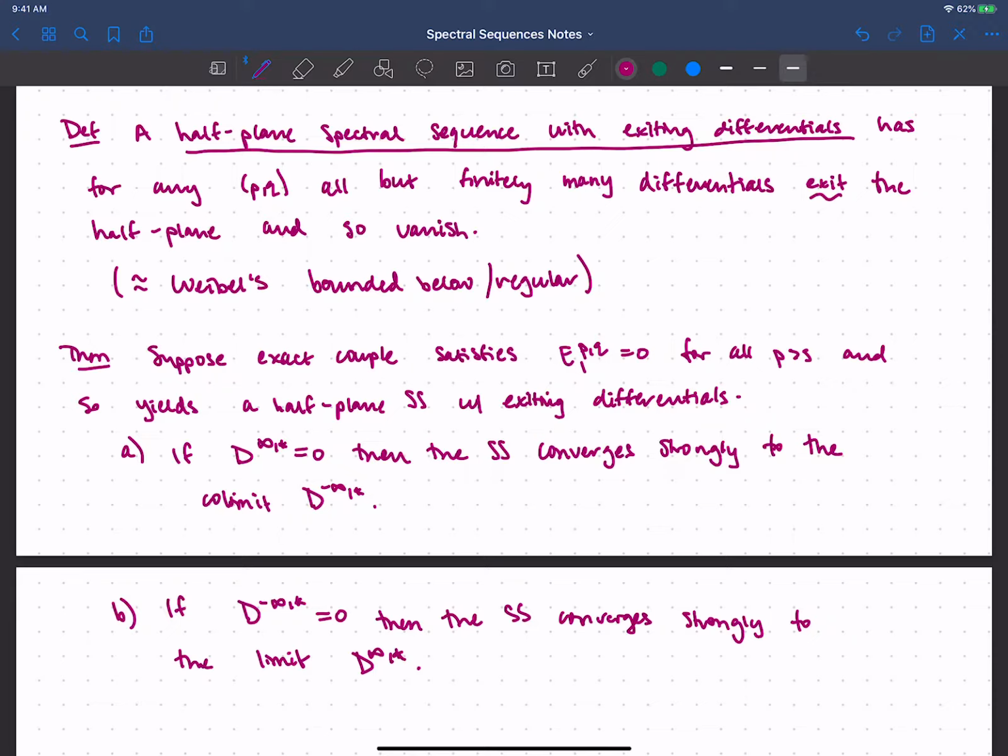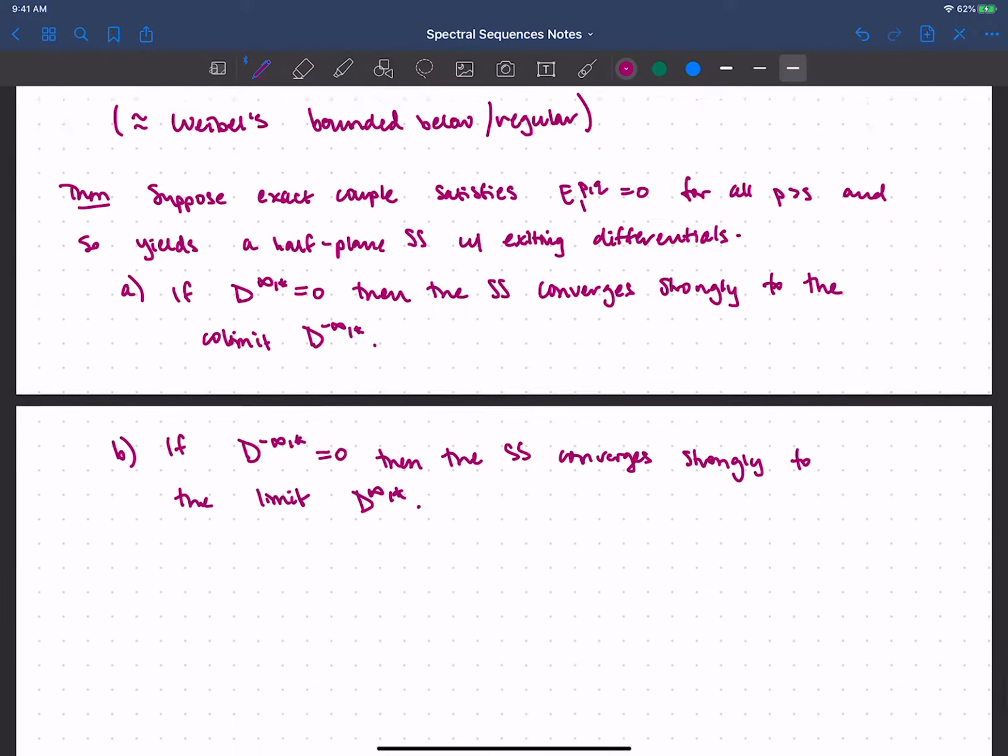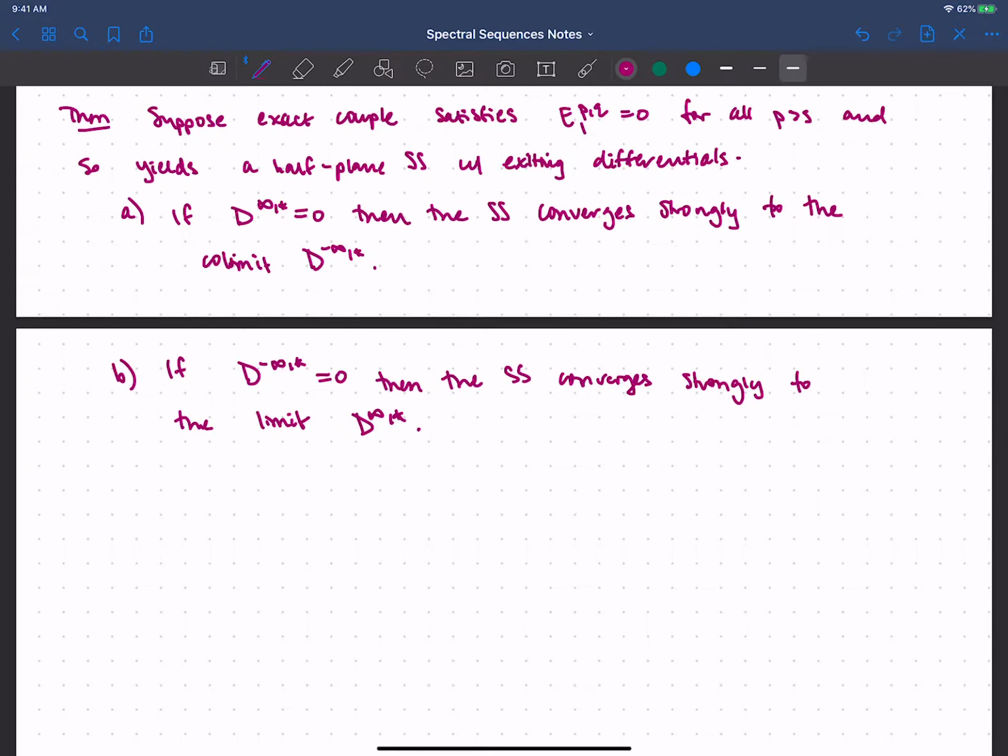So for a half-plane spectral sequence with exiting differentials, then things are pretty nice. We get these two converges strongly statements. Okay, when we have a half-plane spectral sequence with entering differentials, which you can imagine is defined quite similarly, well, then things are a little bit more complicated.